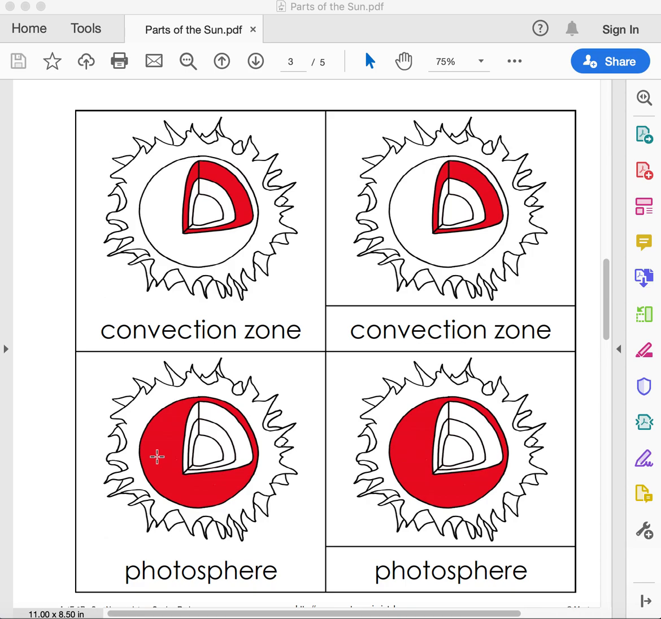So the heat and the light that was made in the core then moved to the radiative zone, then moved to the convection zone, and now it's in the photosphere, where it gives off heat and light to us on Earth.